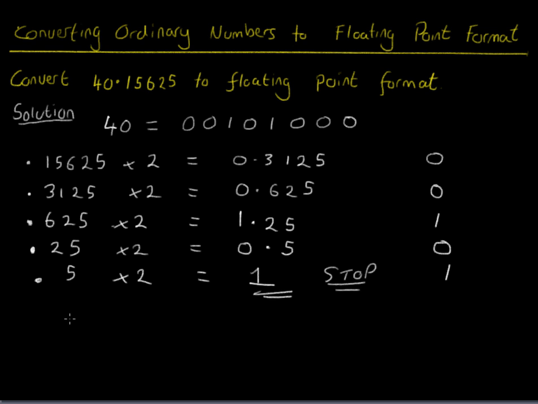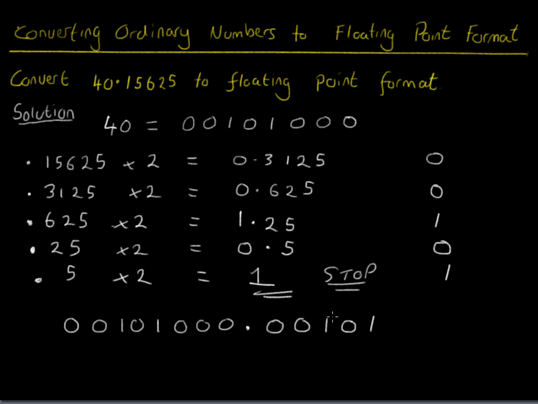Let's just write down what the 40 was. It was 0, 0, 1, 0, 1, 0, 0, 0. If I put a binary point in here, the number that I wrote down in my working out was 0, and then I add a 0, then a 1, then a 0, and then a 1. Alright? So I've got my fractional part there. Now what I need to do is normalize this. Okay? I need to normalize this.